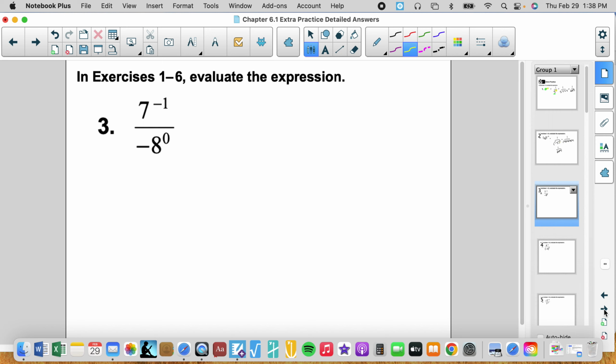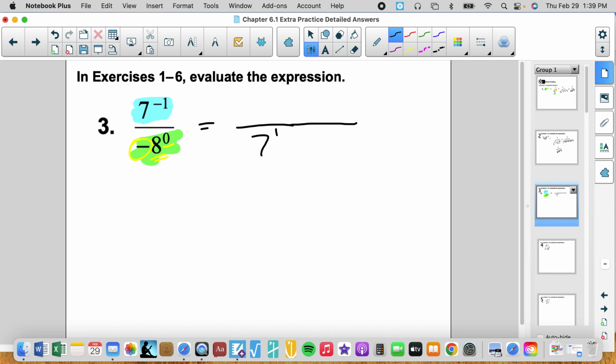So we have two things we're going to have to tackle. Each of the pieces, we'll tackle the numerator and we'll tackle the denominator. So 7 to the -1, well, that's going to put the 7 to the 1st down in the denominator. And then -8 to the 0. Here's the tricky part. The base of that exponent is 8. That negative is outside of it. It is separate.